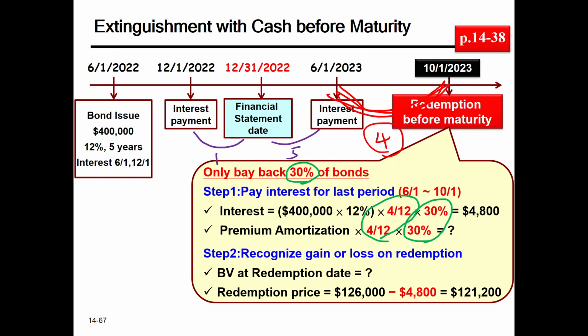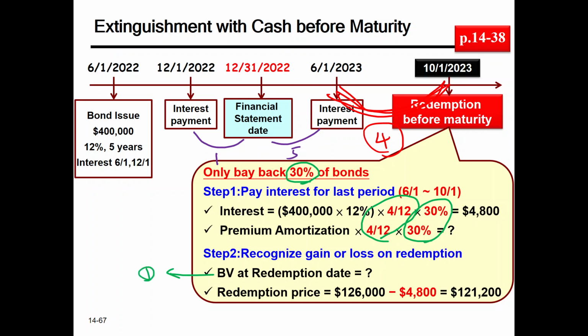So the interest you have to pay is $4,800. Okay? For premium amortization, still you have to do the same thing, but we don't know the number yet. After finally we pay last time interest, then could you find out the 3 numbers we need, right? So what are the 3 numbers we need? First, the book value at redemption date, right? So this is the first number we need.